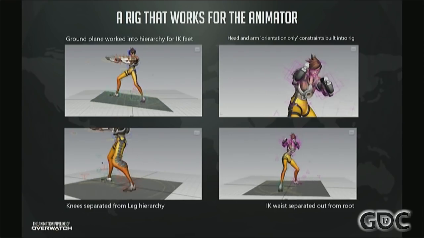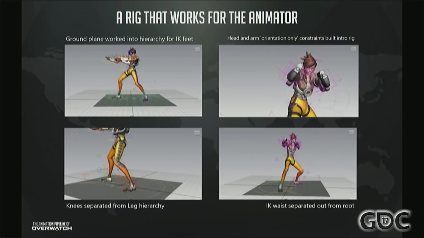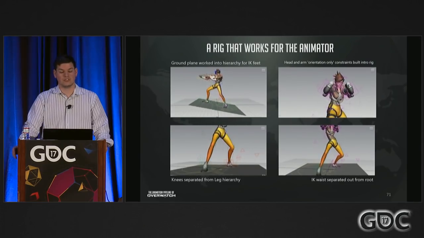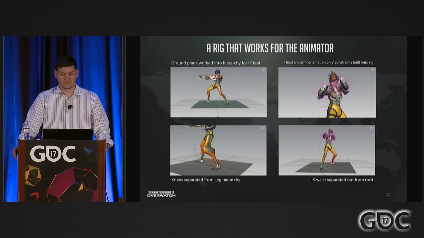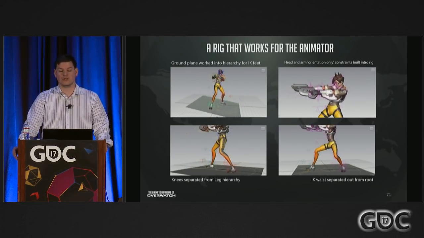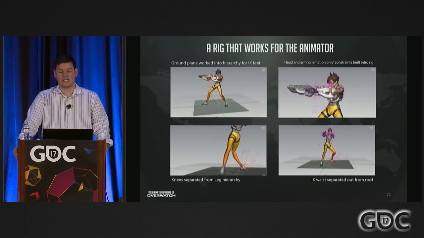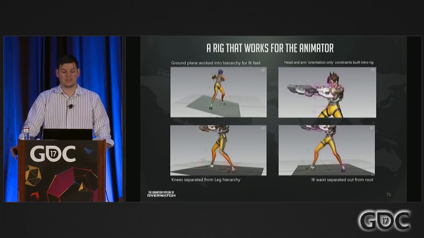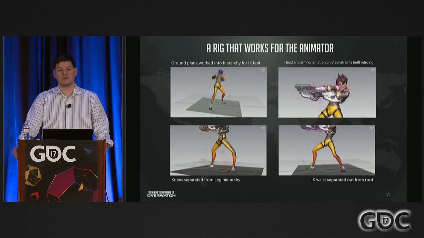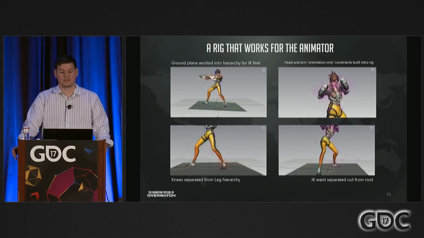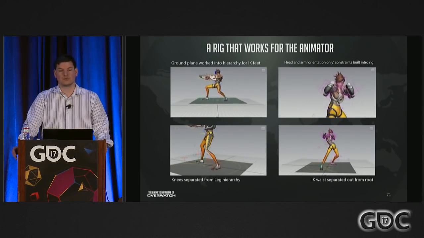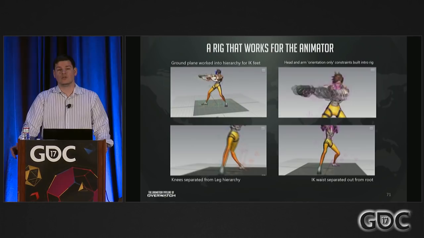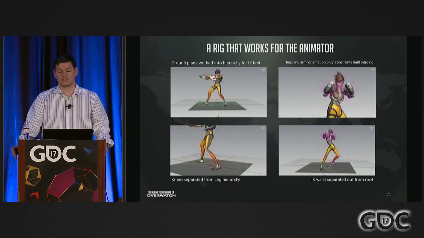So on the top left here, you can see that we work the ground plane directly into the hierarchy for the IK feet. This allows us to author uphill or downhill animations if we need to, or versions of performances if we need to. On the top right, you can see we've worked in world orient parent spaces to the arms and the head, allowing them to always point at their target regardless of which direction the spine is rotating. On the bottom left, you can see we're able to separate out the knee from the rig in order to address any knee popping issues or create squash and stretch or smear frames with the leg. And on the bottom right, you can see that we're able to separate out the waist from the spine, allowing more appealing offset in our animation as well as creating funny little dances.